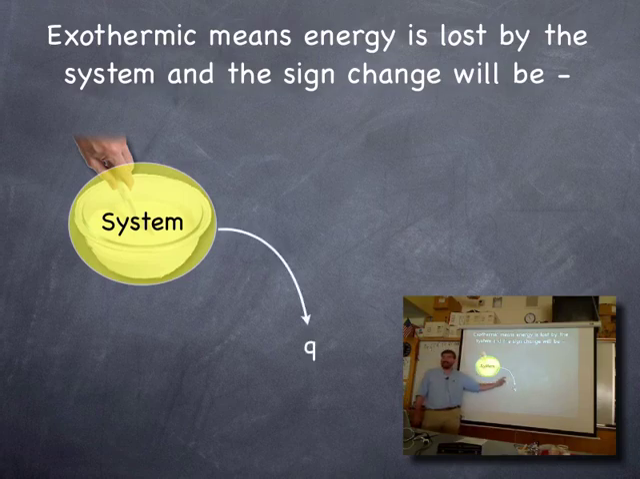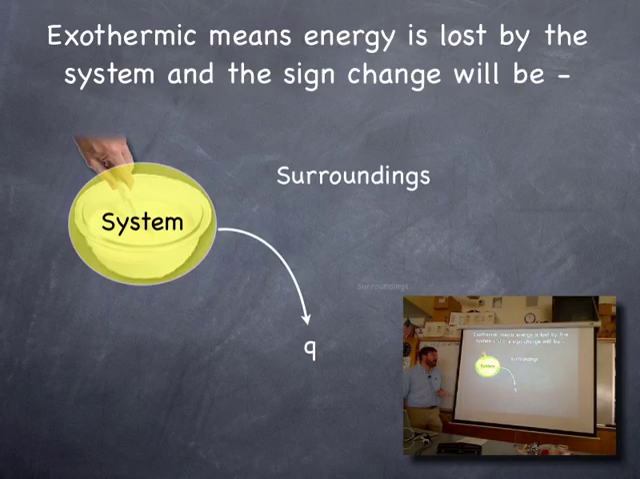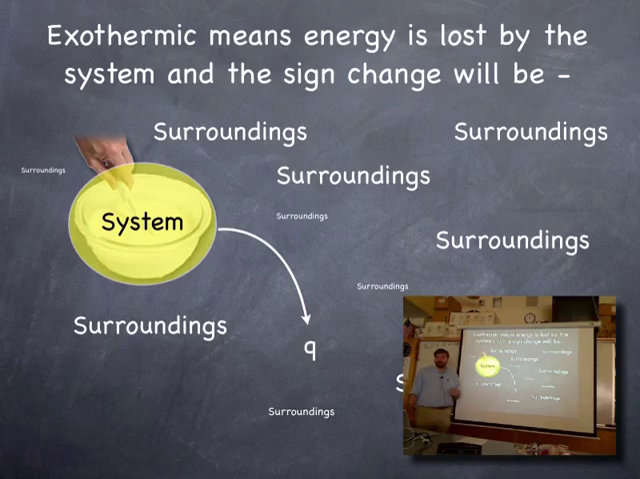That could be us pulling energy out of it, losing energy to the surroundings. What are the surroundings? The surroundings are everything else in the universe. Okay? So we talk about a system, the thing we're interested in, the thing we're studying, and the surroundings as everything else. What we're interested in here is energy coming out of the system into the surroundings. We call that an exothermic change.